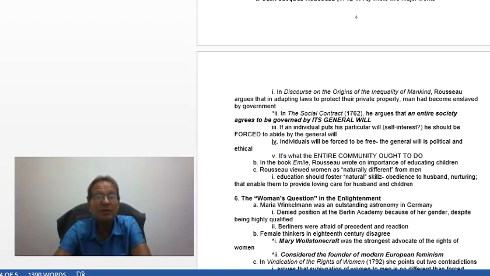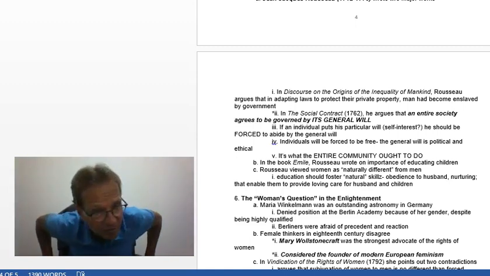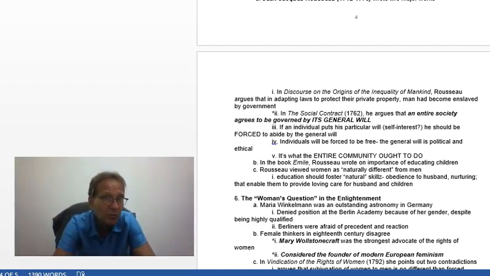It's what the entire community ought to do, and what that devolved into in the French Revolution, the Cuban Revolution, the Russian Revolution, is one group becoming more powerful than all the rest, namely the Communist Party. In Emile, Rousseau wrote about the importance of educating children, but he does not believe in education for women.